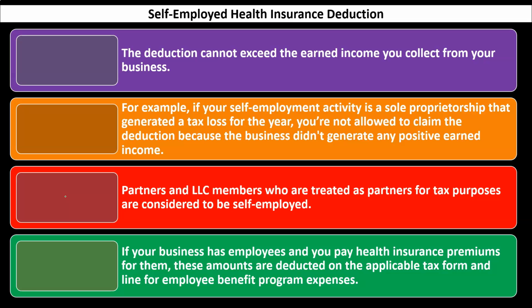If your business has employees and you pay health insurance premiums for them, these amounts are deducted on the applicable tax form and line for the employee benefits program expenses. So if you're a Schedule C business and you have employee expenses related to the health insurance that you're paying for them, those are benefits, and you should take that on the Schedule C, because it'll lower your taxable income on the Schedule C, and that will lower the amount of taxable income that rolls over to the first page of the 1040. It will also lower the amount on which you pay self-employment tax, Social Security and Medicare, similar to the payroll taxes.